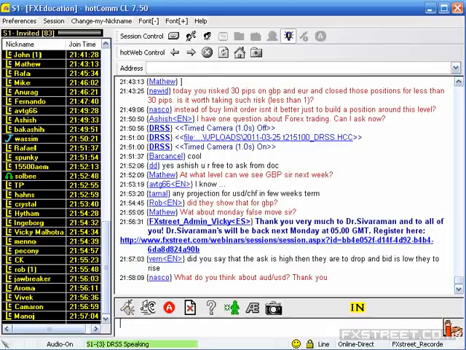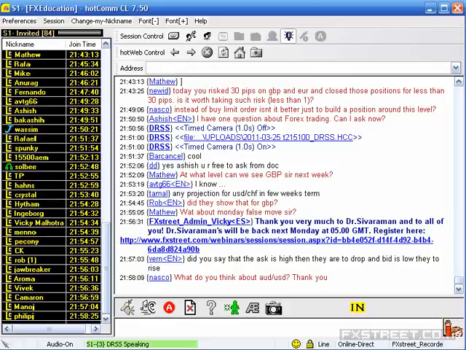Any projection for USD CHF? USD CHF is expected to gain to 93 areas slowly, then afterwards it could gain more. And then drop.